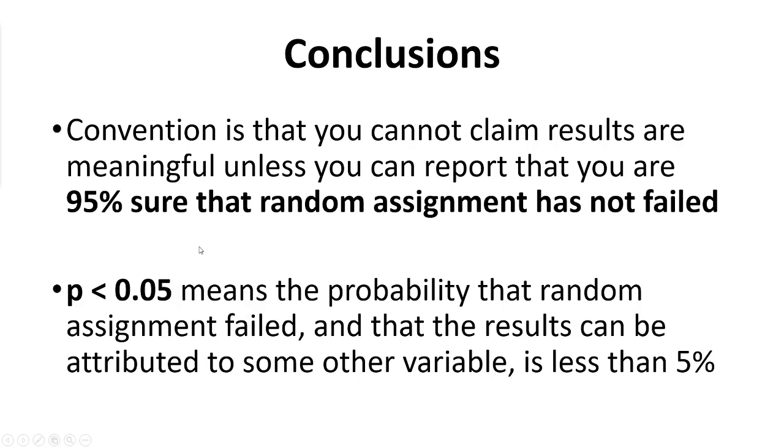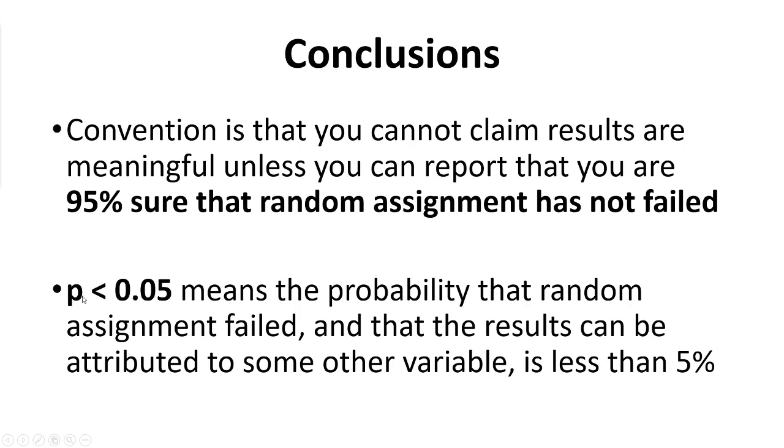So our convention, the accepted standard, is that you can't claim to have significant results, that you can't claim that your results are meaningful, unless you can report that you are 95% sure that random assignment has not failed, or you are 95% sure that what you're observing has happened because of the manipulations that you made. And if you're 95% sure, that leaves us with 5% of uncertainty. And that's where we get this P of 0.05.